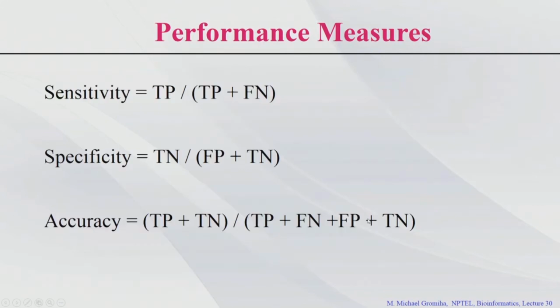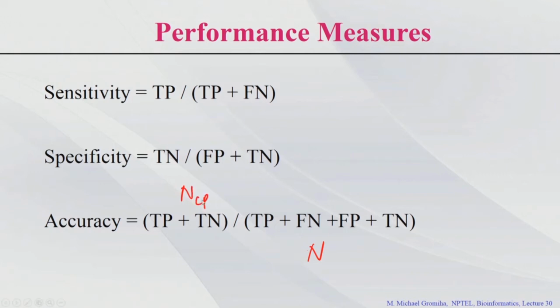So, this is the formula to calculate the sensitivity, specificity and accuracy. You can calculate sensitivity as true positive divided by true positive plus false negative, specificity is true negative divided by false positive plus true negative, and the accuracy is the number of correctly predicted data divided by the total number of data.